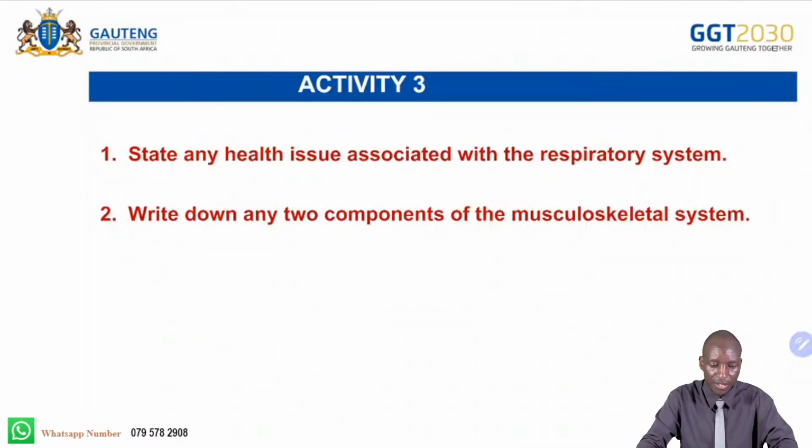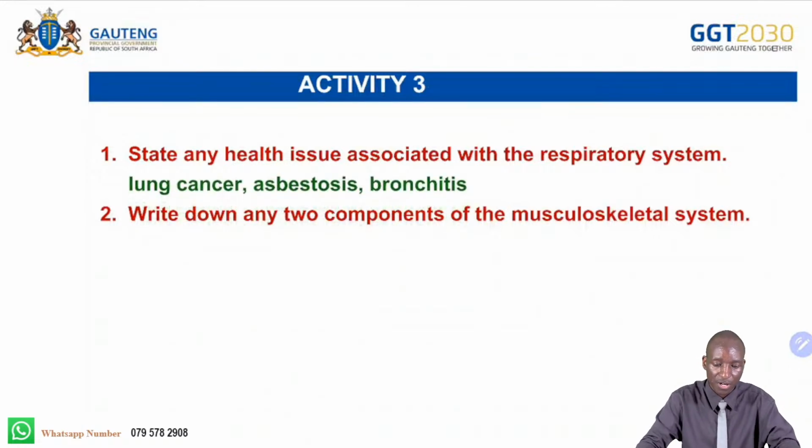Right, welcome back. Let us look at activity number 3. Let's look at what you were supposed to write as your answers. Number 1, state any health issue associated with the respiratory system. You choose from what we have there: lung cancer, asbestosis, and bronchitis.